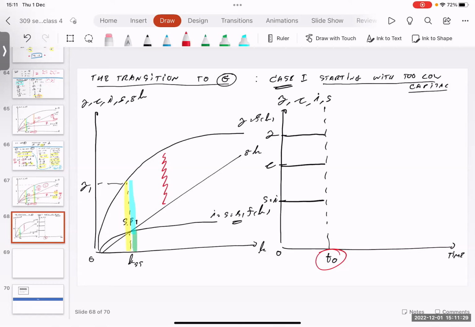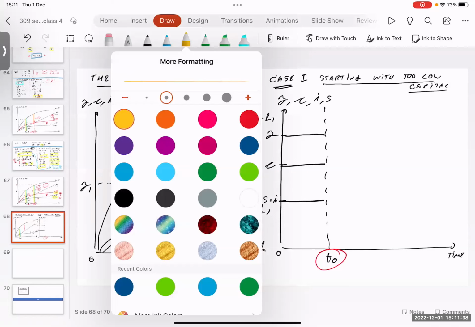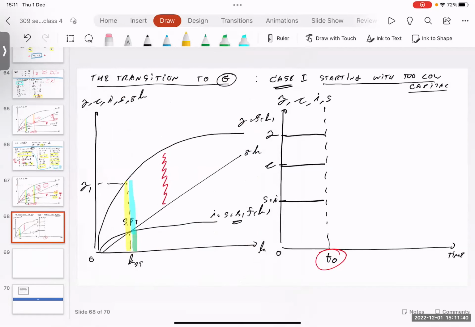How to accumulate more capital? You need to save more, right? So you need to do something about the saving rate. I'm going to put the yellow color here. You need to change the saving, right? You need to save more.